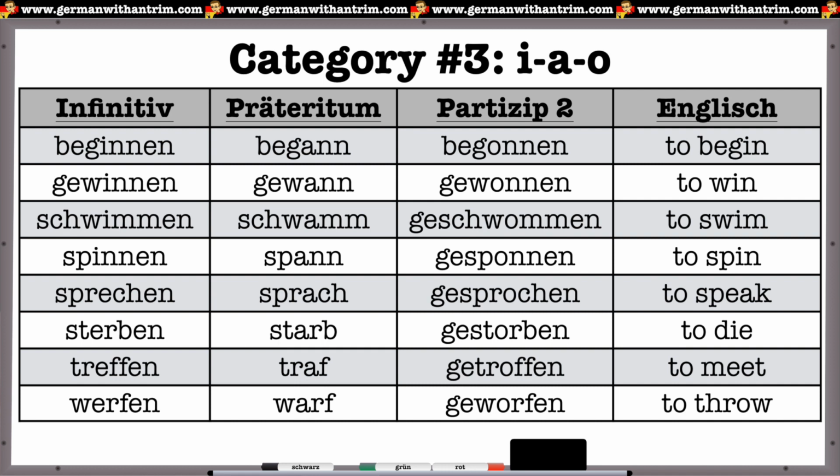If the verb stem has an I in it, you'll find two distinct patterns for the past tenses. Verbs that change to an A in the simple past and O in the perfect tense, or verbs that change to an A in the simple past but U in the perfect tense. For example, beginnen, begann, begonnen. Gewinnen, gewann, gewonnen. Schwimmen, schwamm, geschwommen. Spinnen, spann, gesponnen. Sprechen, sprach, gesprochen. Sterben, starb, gestorben. Treffen, traf, getroffen.